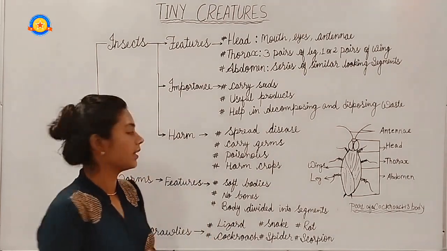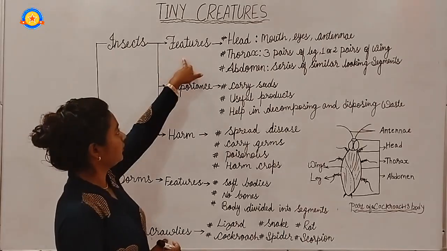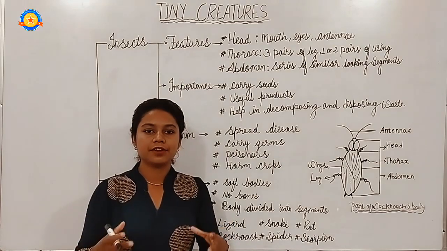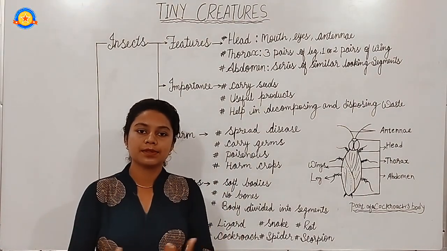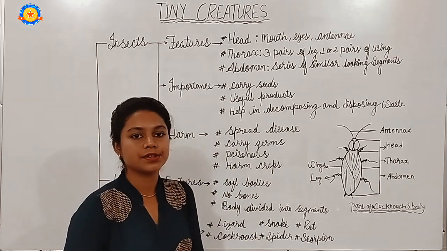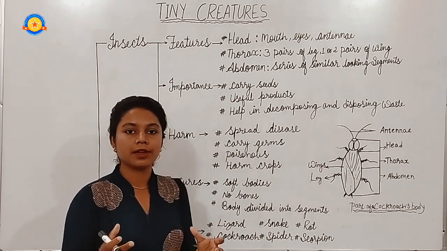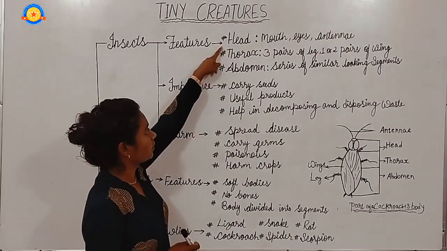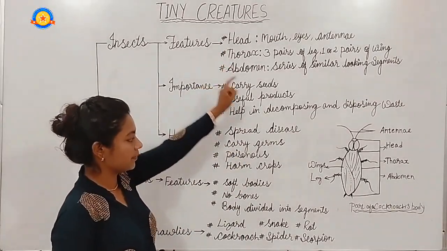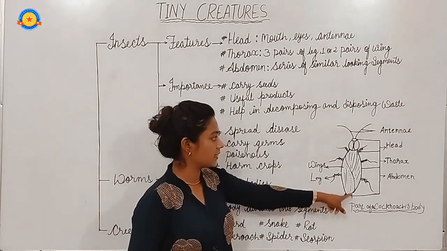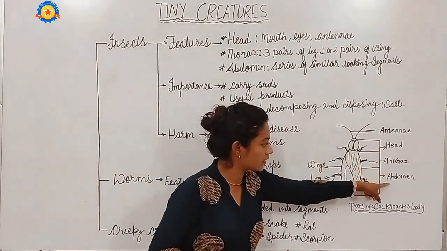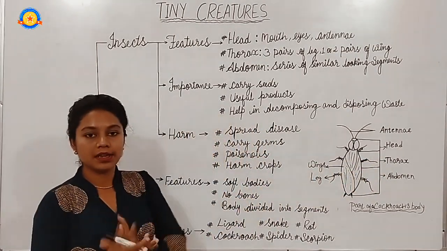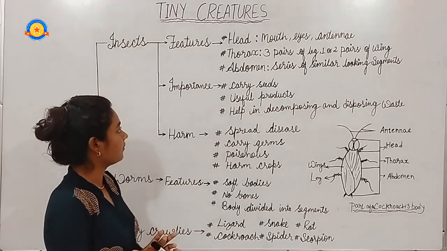Let's discuss that. The common features of insects: these insects have different sizes, different shapes and different colors. And an insect's body is divided into three parts. We have a head, thorax and abdomen. As we can see here, the parts of a cockroach, it is an insect. Here we can see head, thorax and abdomen. These are the three parts of the body of an insect.